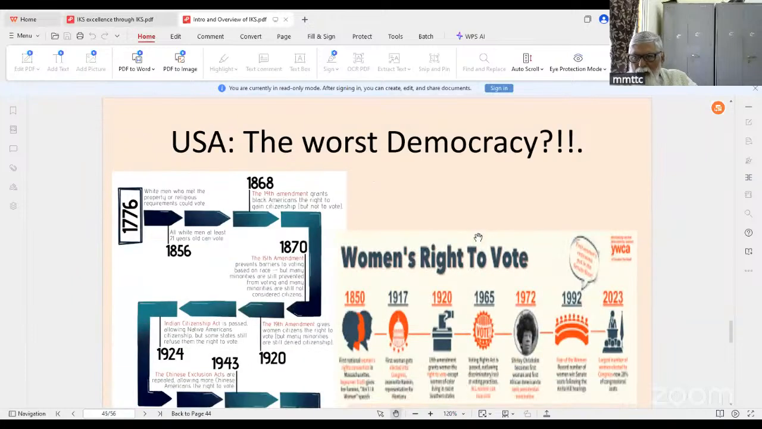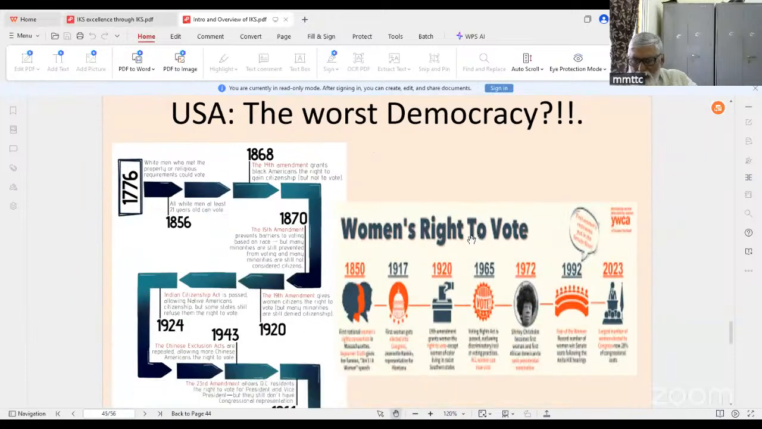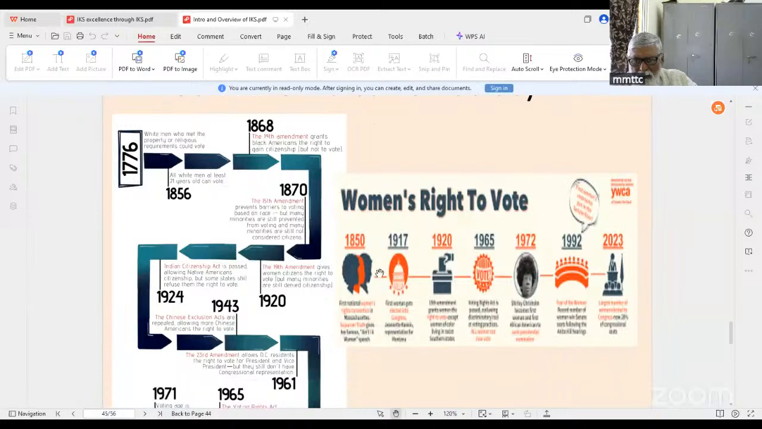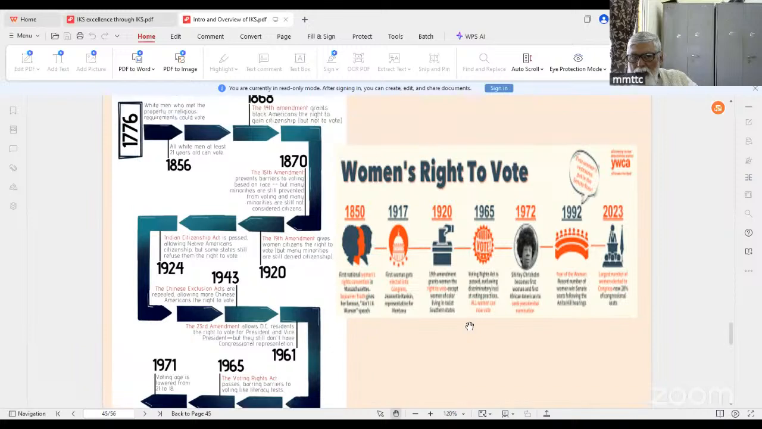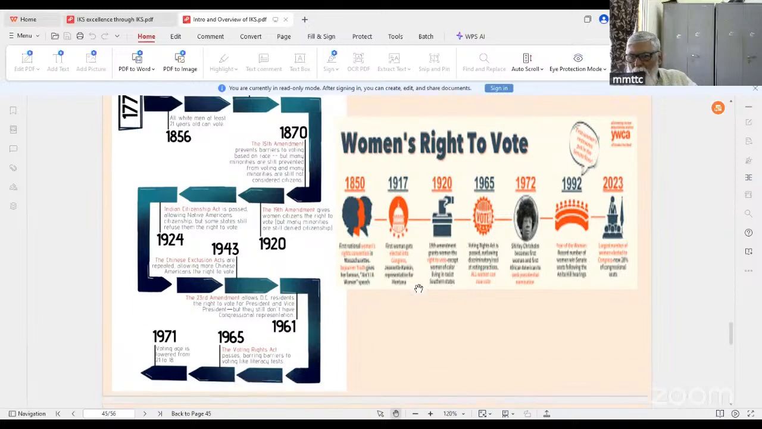And people think about USA. USA is one of the world's worst democracies. See, they became independent in 1776, and only in 1961 were women allowed to vote, with some restrictions. All restrictions were removed only in 1971. So almost after 200 years, they allowed women to vote. Whereas we allowed women to vote in the very first election that happened in India.